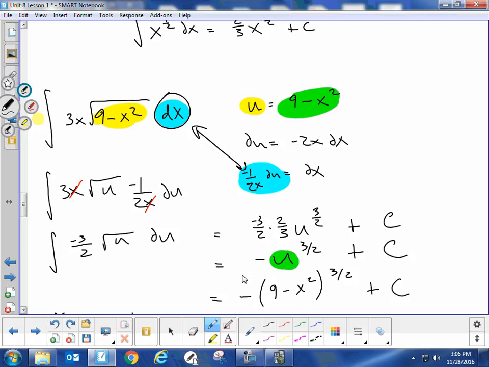If you took the derivative of this, you would get this. This is a crazy way to go backwards in this case. Okay?